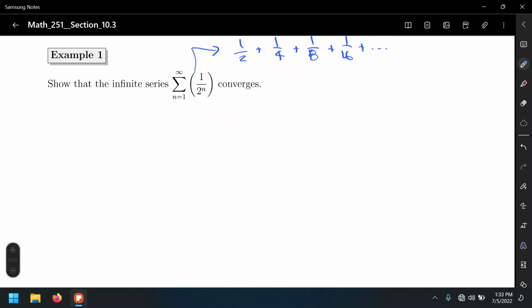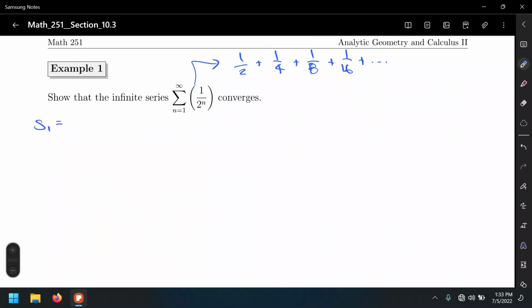So let's consider the sum of partial terms. Okay, so S1. S1 is the sum of the first one term. Well, the only first term is 1/2. Let's define S sub 2. That is the sum of the first 2 terms. In other words, 1/2 plus 1/4. And if we combine these 2 numbers together, we get 3/4. Okay?